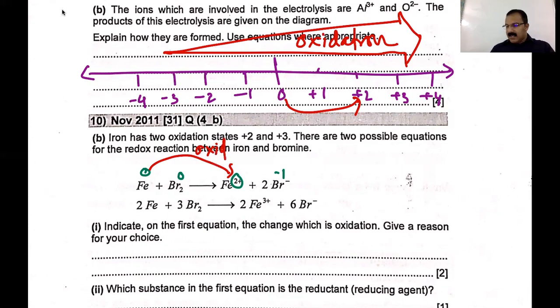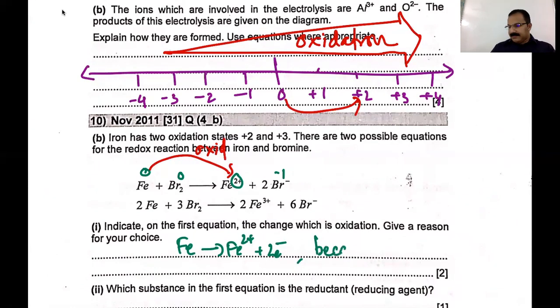Right? What is the question? Indicate in the first equation the change, which is oxidation. So what do you say? I would say you're going to write Fe becomes Fe2+, of course, by losing 2 electrons. Give a reason for your choice.